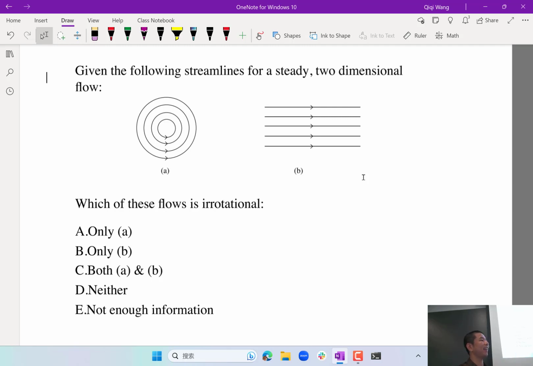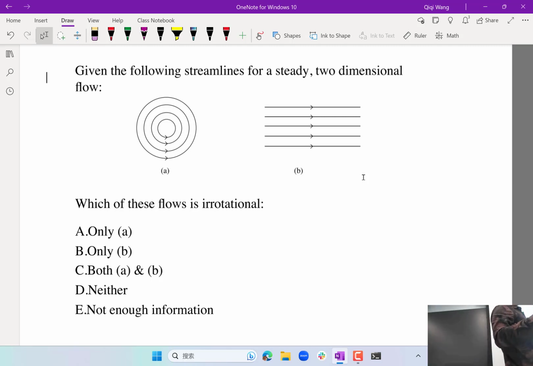Yes? Not enough information. Why is that? We know in flow A it's rotating, but we don't know how fast. In flow B we know it's going right, but we don't know how fast. If the bottom lines of B are going much faster than the top lines, then it's going to have rotation, positive rotation. And the same for A, you can have positive or negative rotation depending on the velocity of the curve. That's a very good point. It all depends on the magnitude of the flow fields, the magnitude of the velocities.